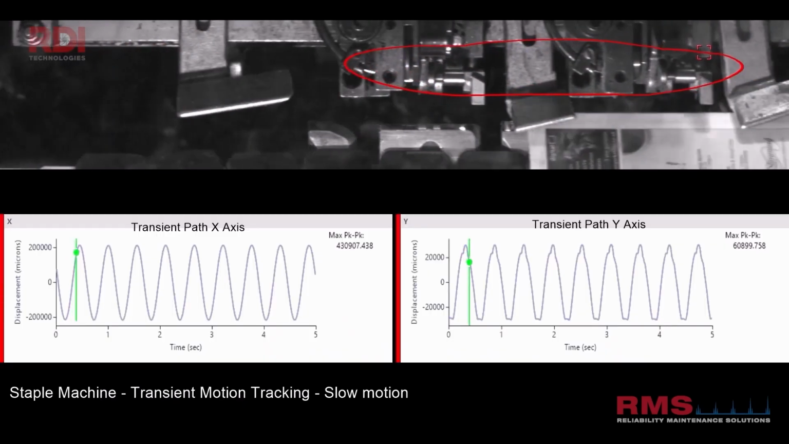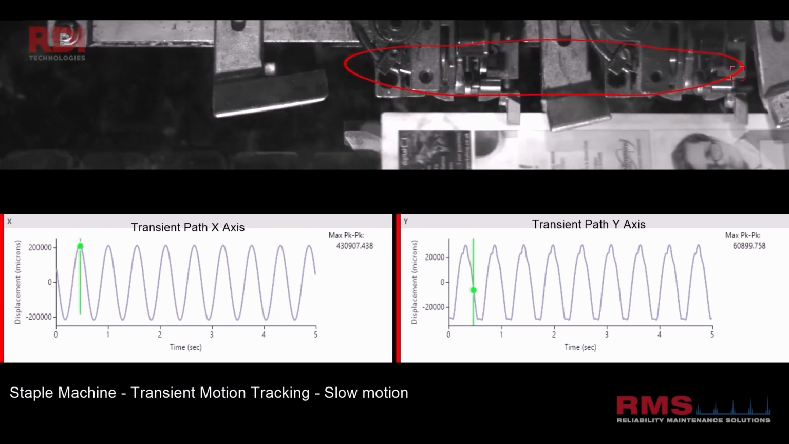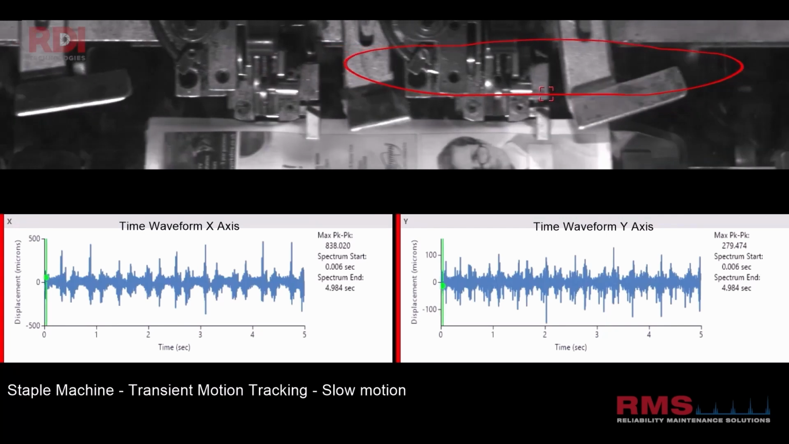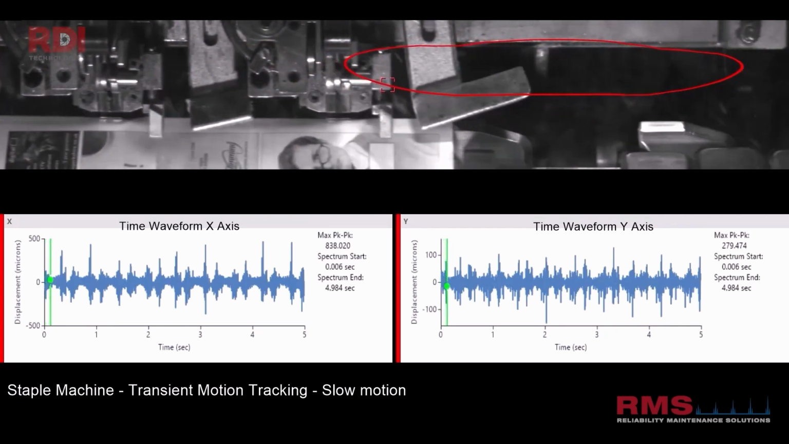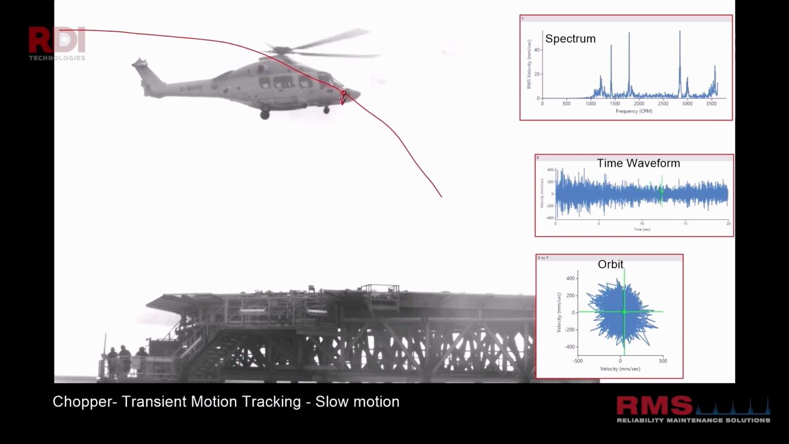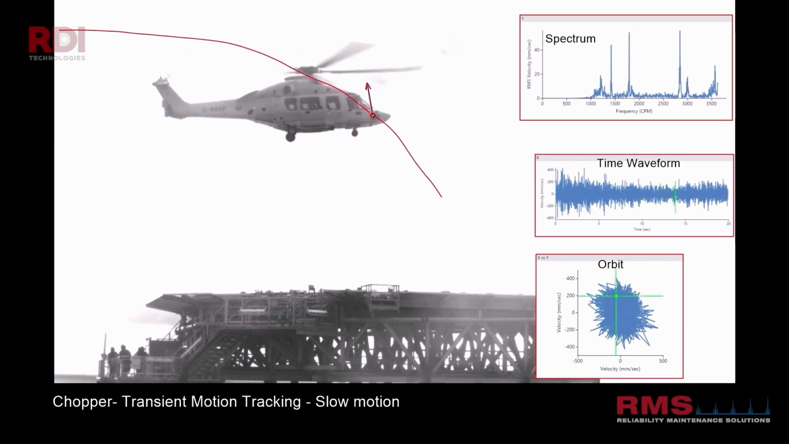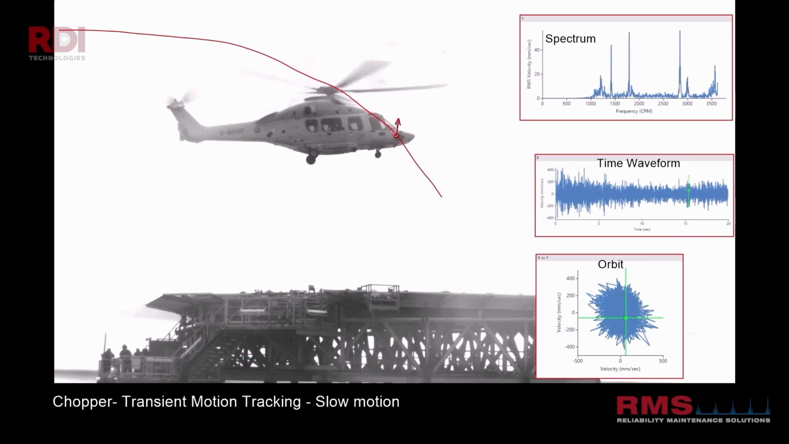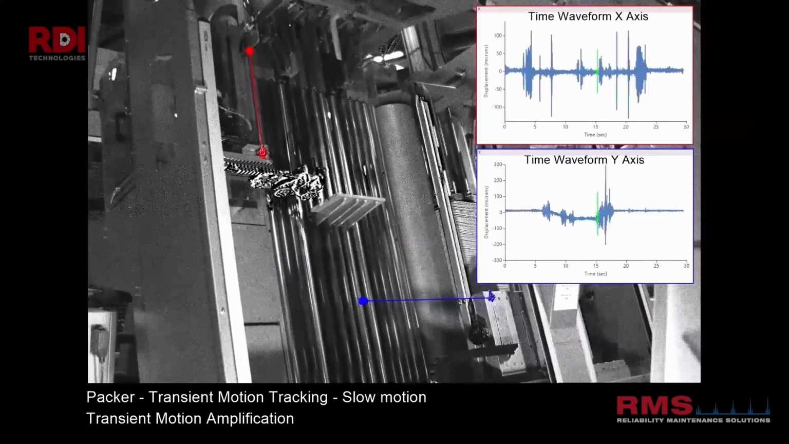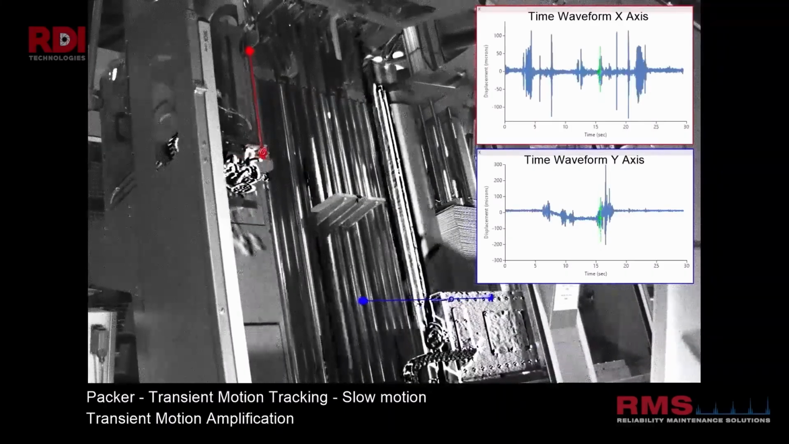Here's a staple machine, we're tracking the motion, we've slowed it down, and again, as well as the path, we can get the vibration whilst moving, which is just unreal. This is one of my favourites by Keith, a helicopter coming in, and we're tracking the actual vibration and motion from it, which is just unreal. We can do it on multiple regions of interest, ROIs.